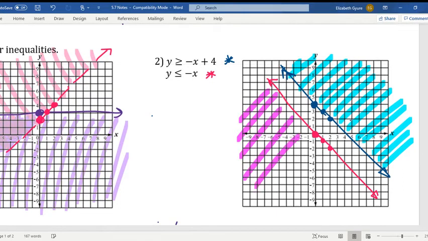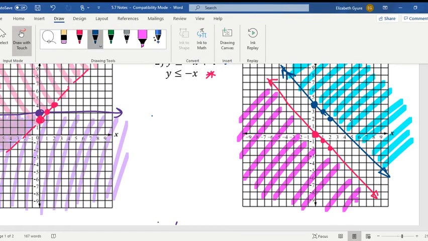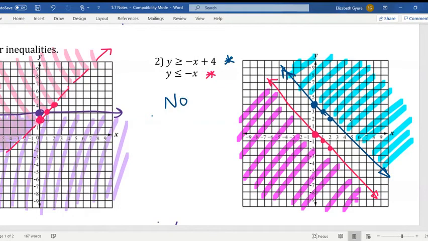Yeah, we're gonna shade below. I think those colors are a lot easier to see. So if you take a look, does my shading overlap at all? Does that blue and that pink overlap? If it doesn't overlap at all, are there any answers? No, so I would maybe make a note to yourself here. This is what no solution would look like with these. No solution. There's nothing that works for both.